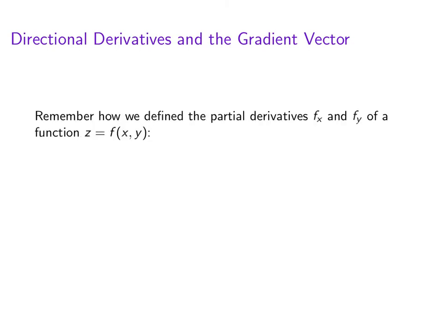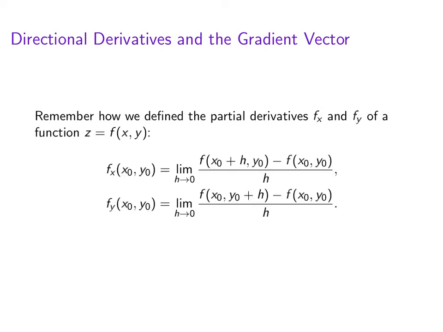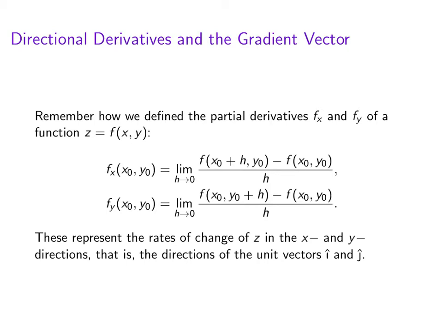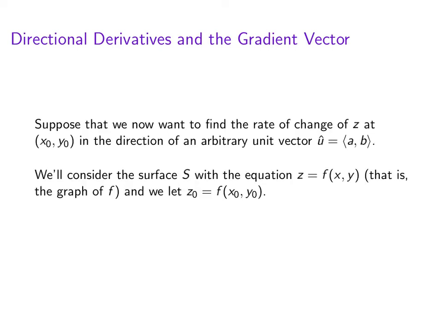Now remember how we defined the partial derivatives f_x and f_y of a function z. They're defined as limits, and here are the limits that we used. These represent the rates of change of the function z in the x and y directions. If you like, they represent rates of change in the direction of the unit vectors i and j. Let's say that now we want to find the rate of change of z at some point x naught, y naught in the direction of an arbitrary unit vector u with components a, b.